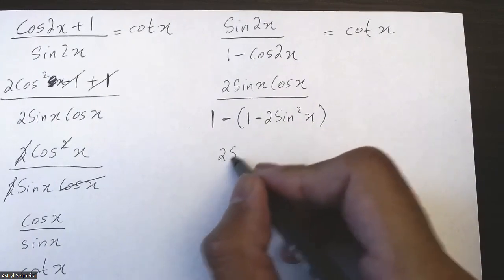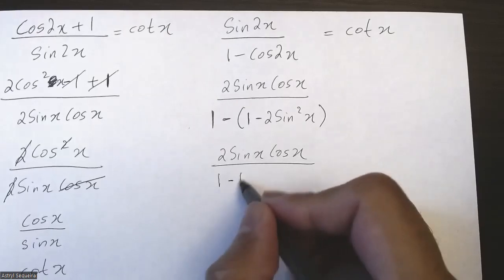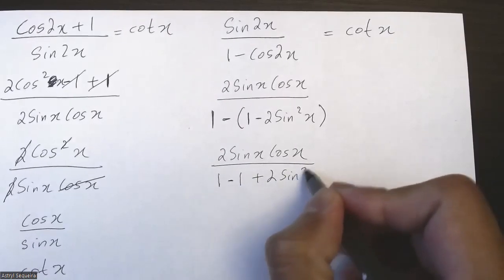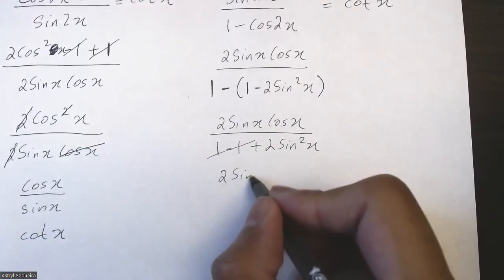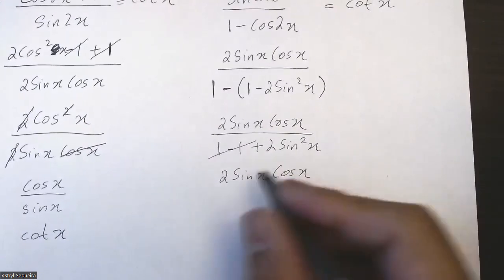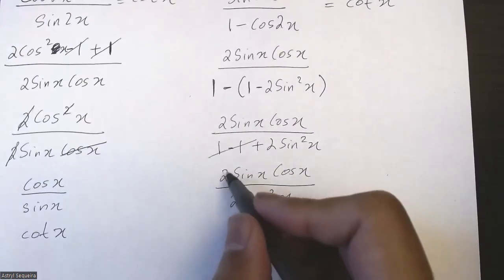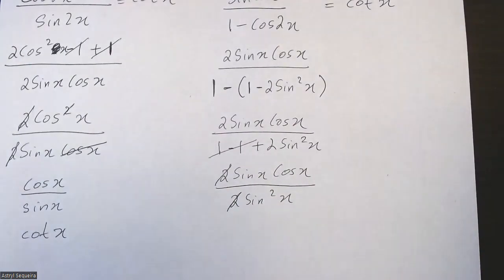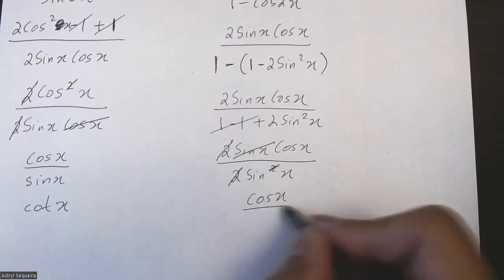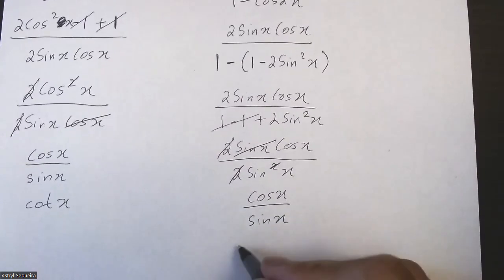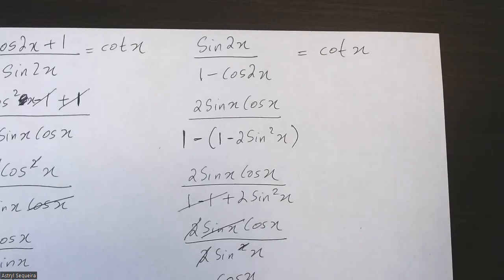So let me actually do that next. Let me distribute the negative into the bracket. So I'll have 1 minus 1 plus 2 sine squared x. 1 minus 1 is 0, it just cancels out. So I'm just left with 2 sine x cos x divided by 2 sine squared x. And now I can cancel the 2 from the top and the bottom, and I can also cancel a sine from the top and bottom. So again, I'm just left with cos x over sine x, which is basically cot x, which is again the exact same as the other side.